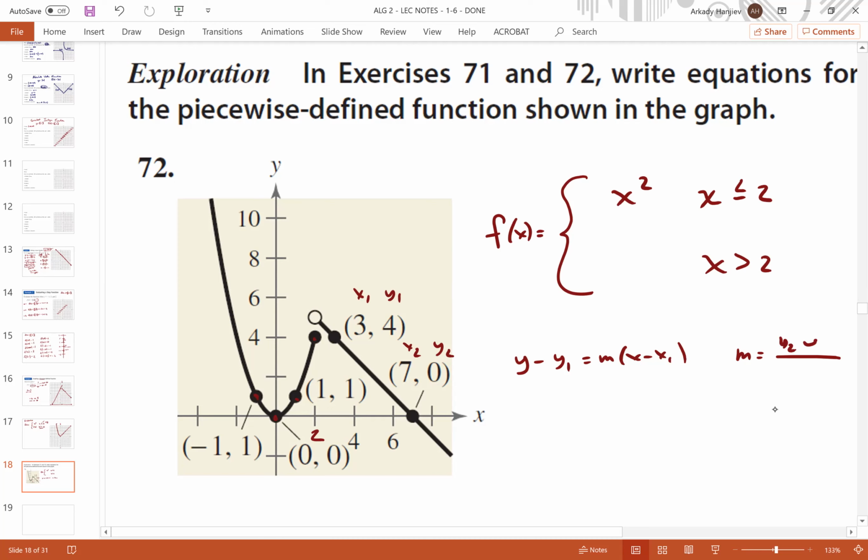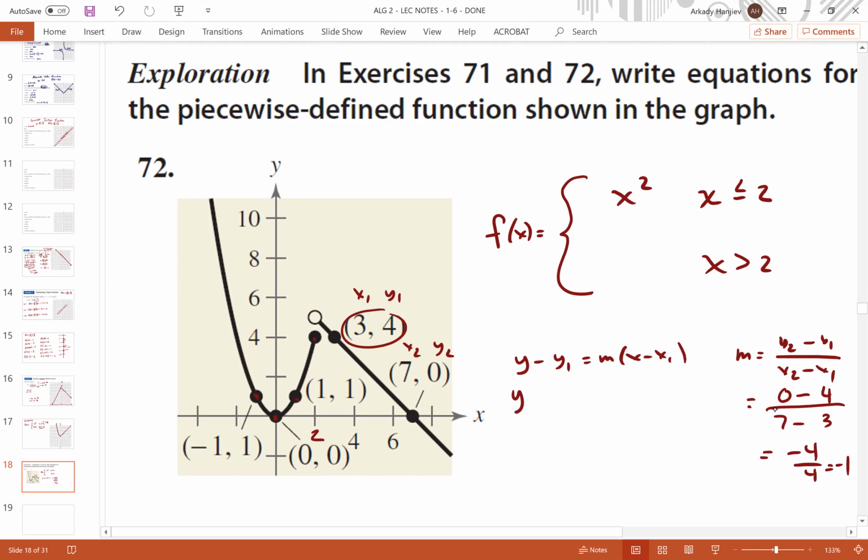So y2 minus y1 over x2 minus x1 pops in as, let's see, y2 is a 0, minus 4 on top, 7 minus 3 on the bottom. Negative 4 over 4, and I got myself -1. Did you guys get -1? Oh, now you guys tell me you get -1, but no one offered the answer before. Oh, Isabel did? Okay, thank you, Isabel. Okay, and I'm going to use 3, 4 as my point.